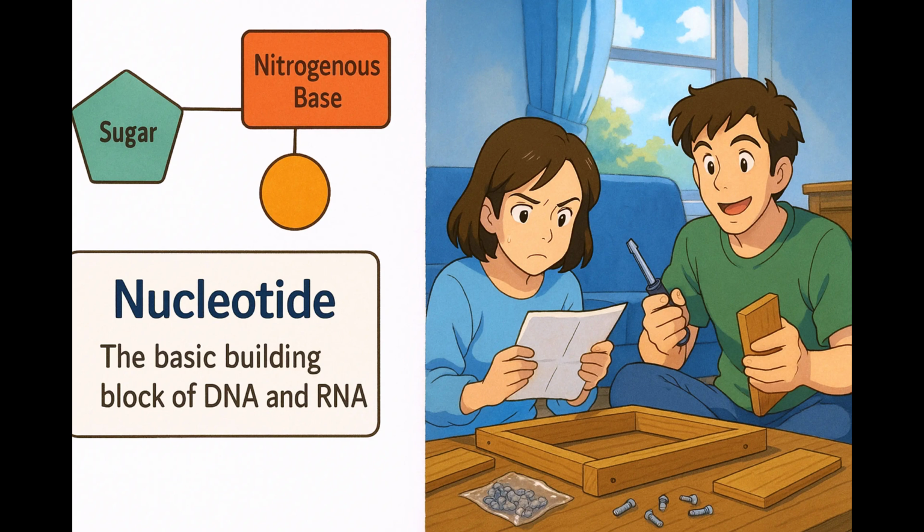Just like building furniture requires these distinct parts to come together, a nucleotide is composed of three essential components: a sugar, a phosphate, and a nitrogenous base. In this analogy, the sugar acts like the wooden panels providing structure. The phosphate is akin to the screws that bind everything together, and the nitrogenous base is similar to the instructions guiding the assembly process, each playing a vital role in forming the complete nucleic acid structure.